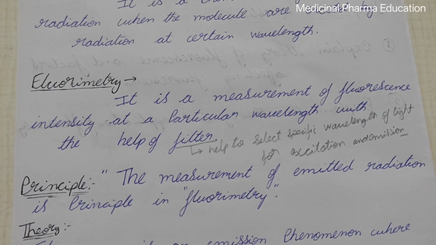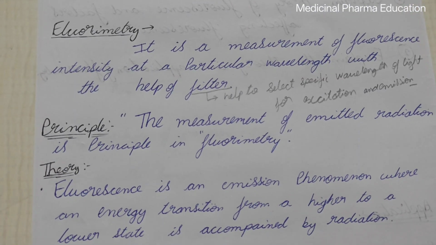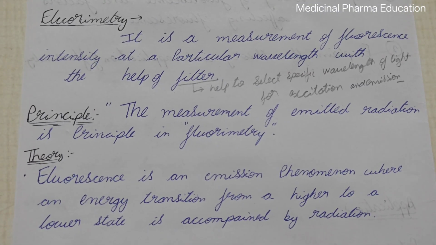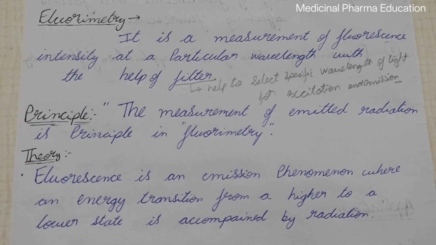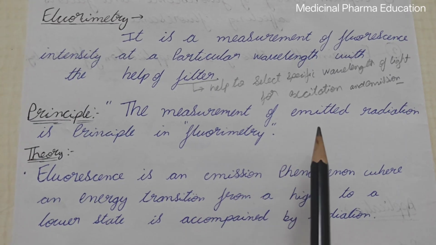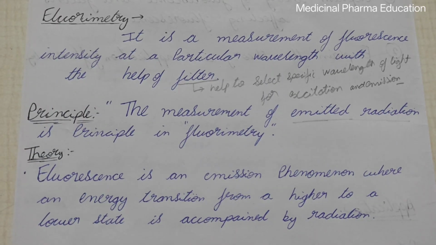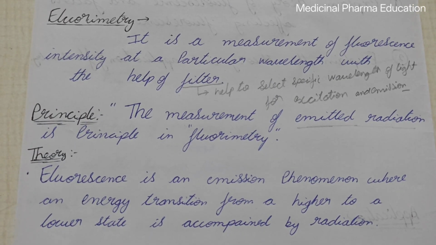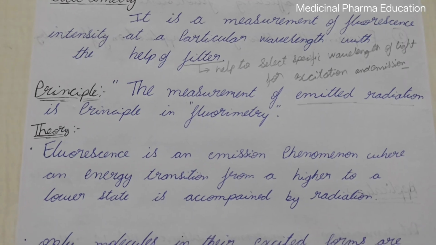For excitation, the required wavelength is selected by the filters, where the sample moves from the ground state to the excited state, and the emitted light is also selected or filtered by the filters. What is the principle involved here? The principle involved is emitted radiation by the sample. Based upon the emitted radiation we analyze the sample.